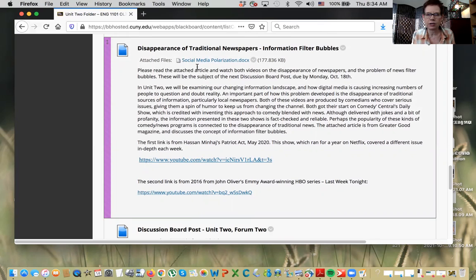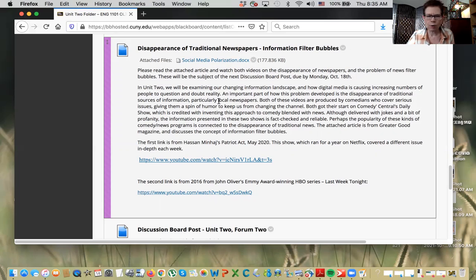We're going to be examining our changing information landscape and how digital media is causing increasing numbers of people to question and doubt reality. An important part of this is how the problem developed in the first place. So this is where we start, with the problem of traditional sources of news and information disappearing and being replaced by digital sources of information, social media, and basically quick and fast internet news and information sources. It's got us to a place where people have a difficult time understanding the difference between truth and fiction, between real news and fake news, and whether they can trust the information.